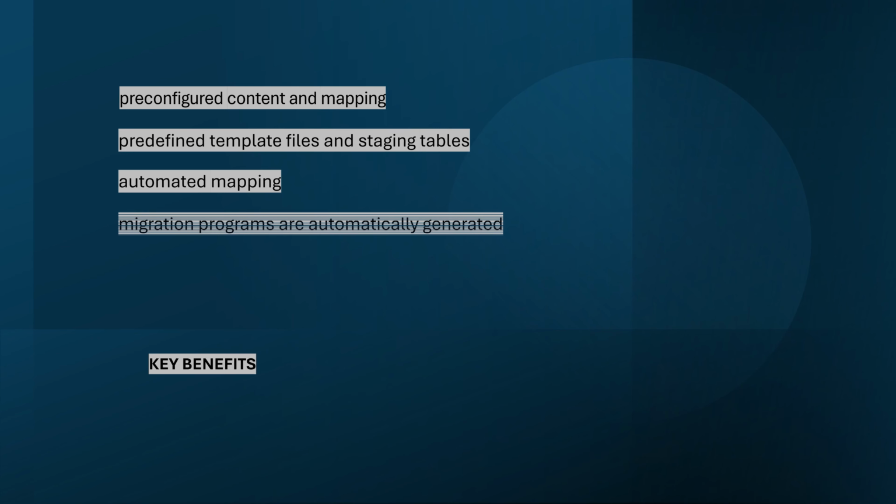What's also nice is that there's automated mapping between the templates and the target structure. This reduces the chance of making mistakes. This is always a good thing. Migration programs are automatically generated, so you don't need to worry about writing code. This is a big relief because it means you don't need to be a programming expert to use it. And just to add, this tool is included with your SAP S/4HANA and SAP S/4HANA Cloud licenses, so there is no extra cost involved to my knowledge, which, yes, is a bonus.